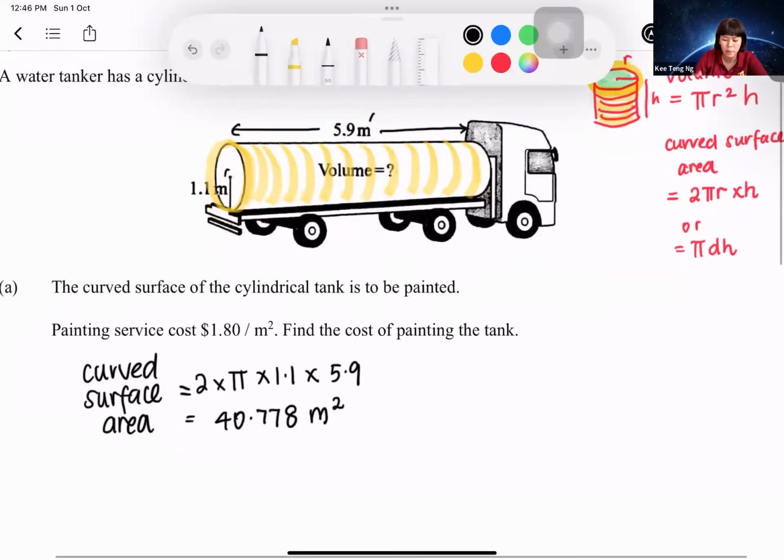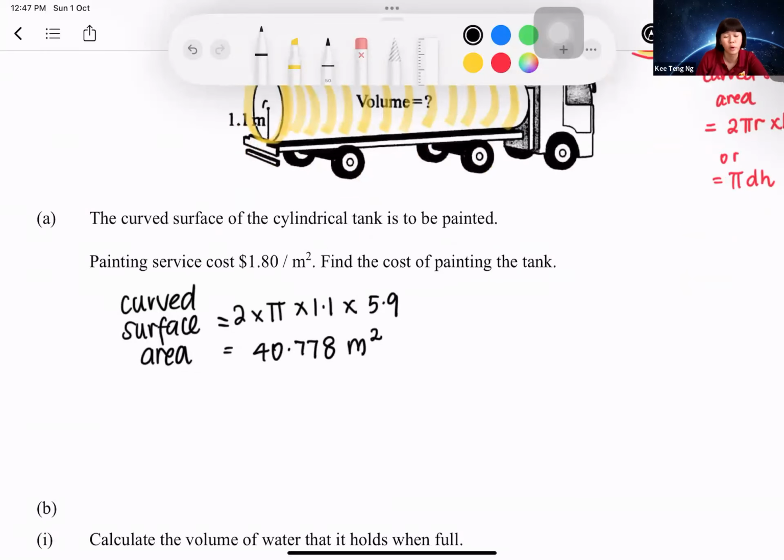Now they say the painting service costs $1.80 per meter square. What do you mean by that? It means every meter square will cost $1.80. So how to find the total cost? I take the area that I have multiplied by $1.80. And I get the money in 2 decimal places: $73.40.